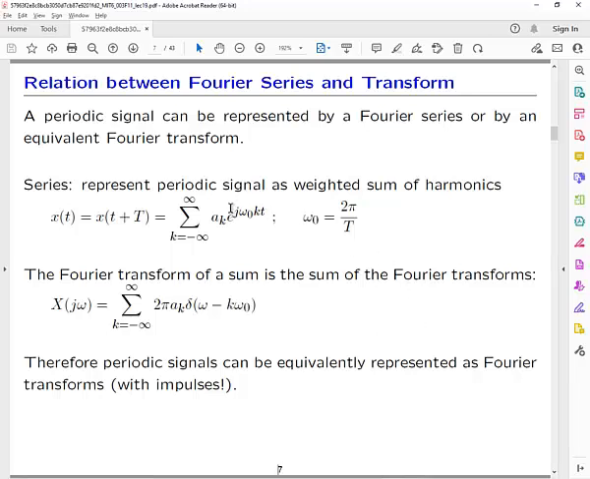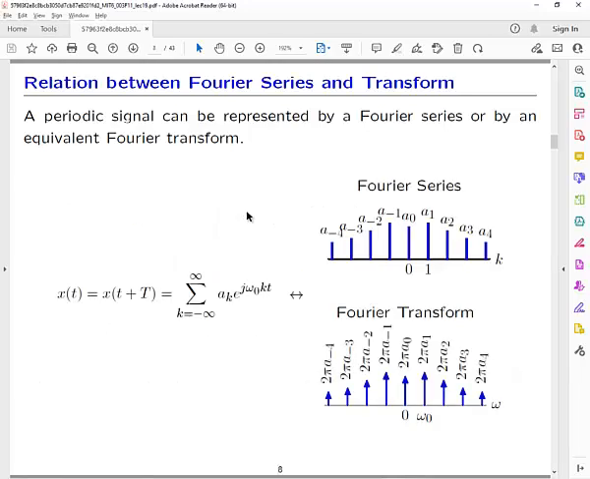Okay, we talked about the relationship between Fourier series and Fourier transform, that you can change a Fourier series into a Fourier transform by adding delta functions, impulses at the frequencies where the Fourier series exists. Okay. And here we have the Fourier series, here we have the Fourier transform. The impulses are represented by arrows.